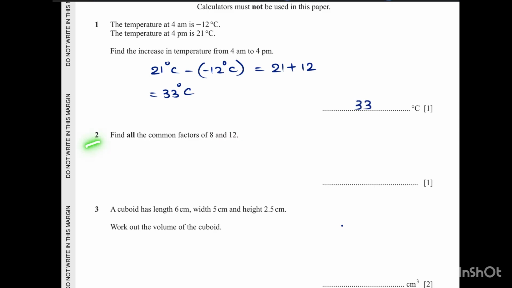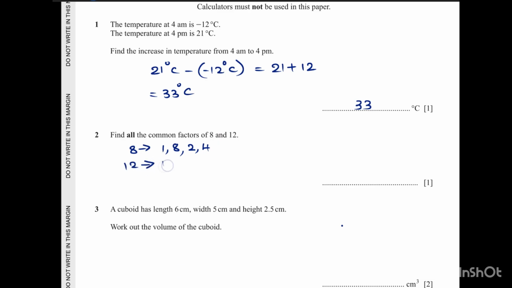Question 2. Find all the common factors of 8 and 12. So write down all the factors of 8 and 12 first. Factors of 8 are, first you start with 1 and itself. Then 2 into 4 is 8, so 2, 4. Then if you see 3, that is not a factor. 4 is a factor, but we have already got 4. So repetition came, stop. All the factors are done.